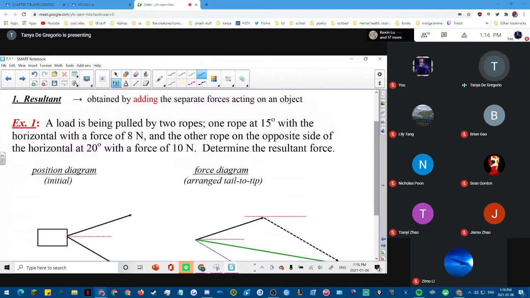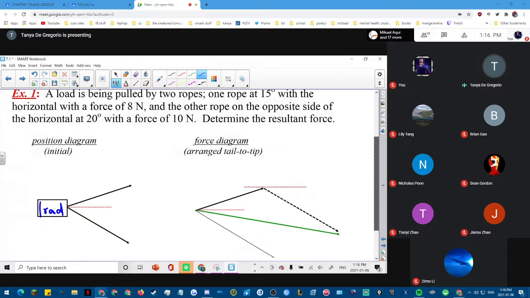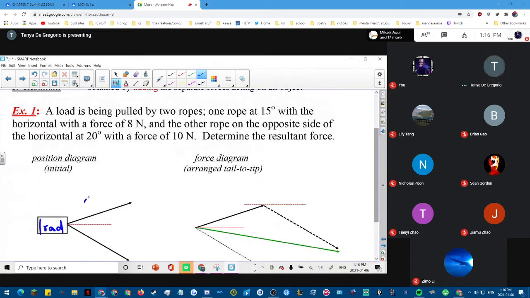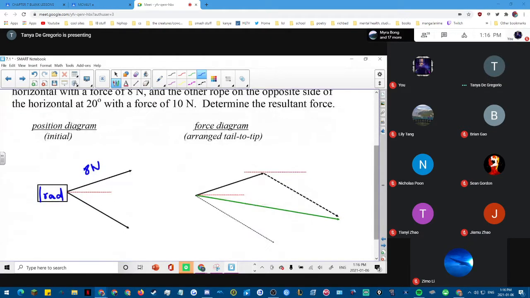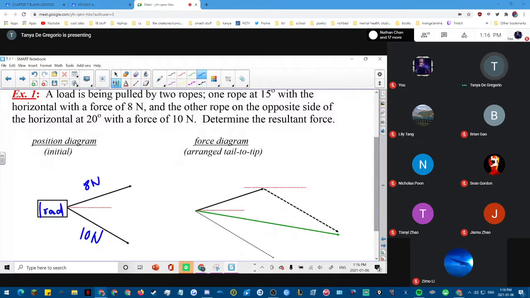So here, I have to label my two ropes. This is almost like an aerial view. My position diagram here, here's the load. And I know that we have a magnitude of 8 newtons here. And here we have 10 newtons. And one rope is at 15 degrees with the horizontal. And the other is 20 degrees. So two ropes that are pulling this load, and it's almost like an aerial view.